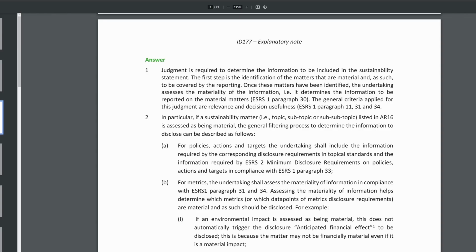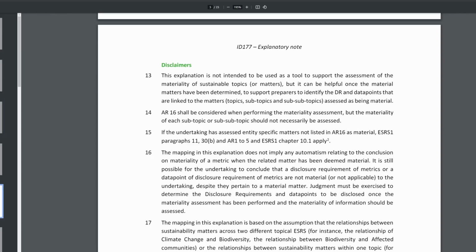I'm going to skip forward in this paper just so we can see another perspective of the same point iterated slightly differently. There is a disclaimer or a set of disclaimers, and paragraph 16 is quite important here. The mapping in this document does not imply any automatism. This is a very important statement to make. Just because the sustainability matters have been mapped to certain disclosure requirements that are relevant does not mean that this is an automated filtering process. You cannot use this mapping to automatically filter out disclosure information.